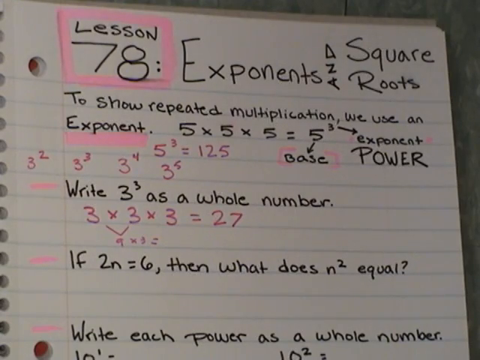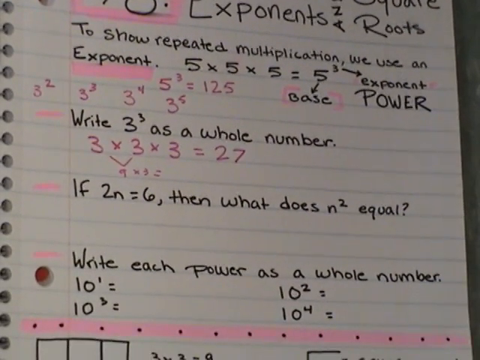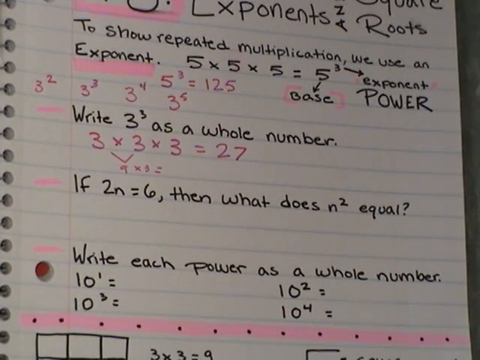Alright, the next problem is kind of tricky. Alright, if 2n equals 6, then what does n squared, or n to the second power, equal? Now this problem is going to have 2 steps. First you need to find out what is n, and then we need to put n to the second power, or square it. So try to find what n equals.